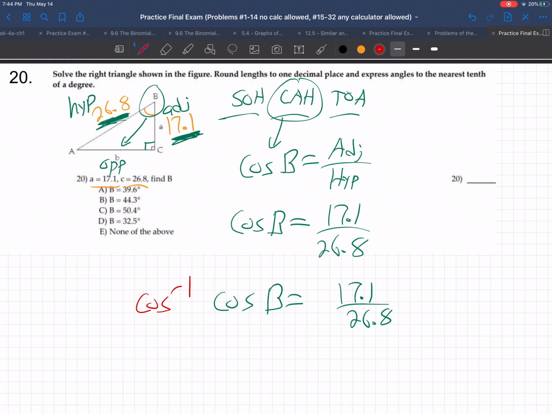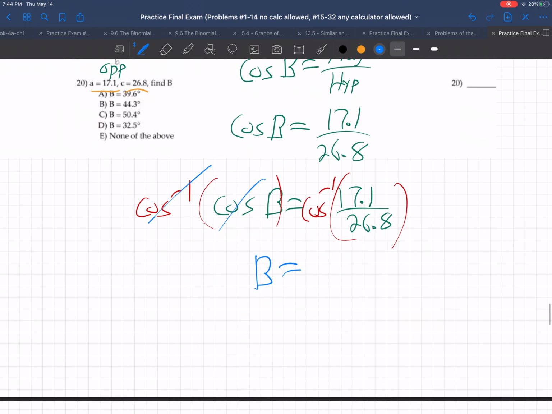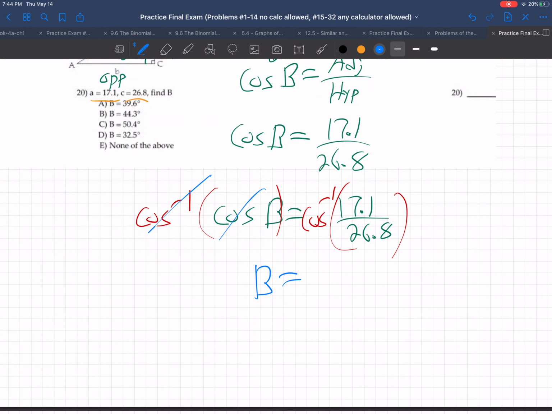Cosine inverse of both sides, right? Whatever you do to one side, you have no choice but to do the same thing to the other side, and then these cancel and B's alone. See, that's how we get rid of a cosine. We do cosine inverse. So hit the buttons on your calculator. Now make sure you're in degree mode as you go to your calculator. So I'm in degree mode.